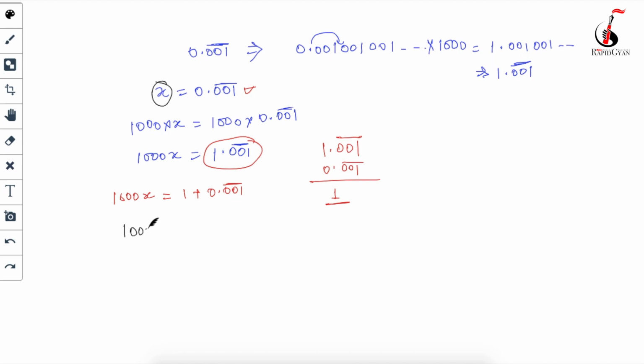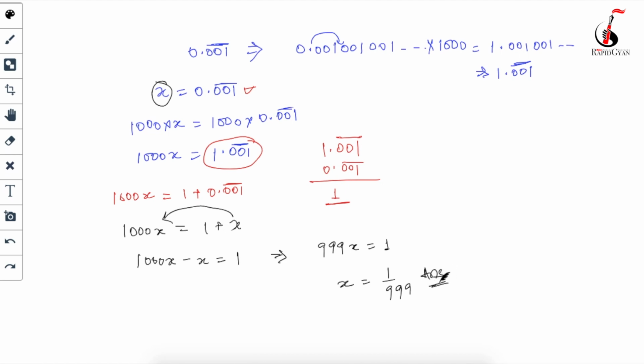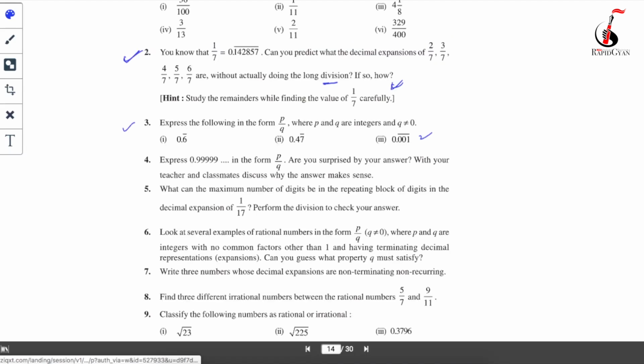So 1000x is equal to 1 plus x. Now this x will go on the left hand side, so this will become 1000x minus x is equal to 1, which is 999x is equal to 1. So the value of your x becomes 1 upon 999. That's your answer. Now you can see 1 upon 999 is in the form of p by q, correct? So that's your answer. Let's go to the next question.